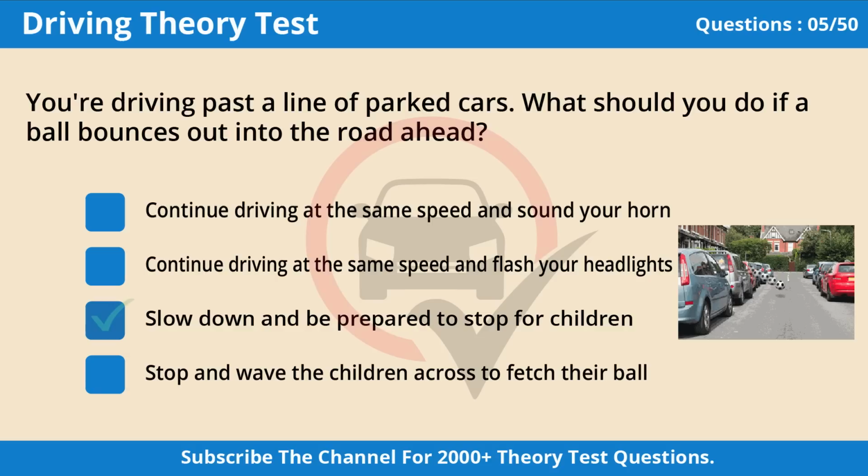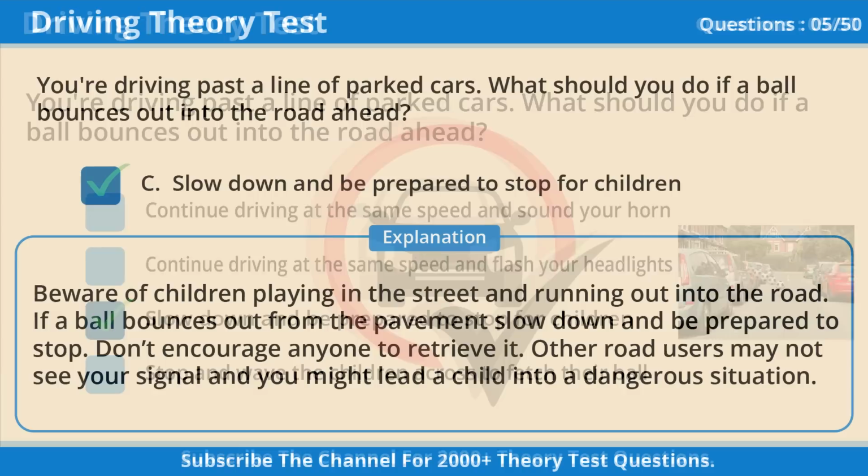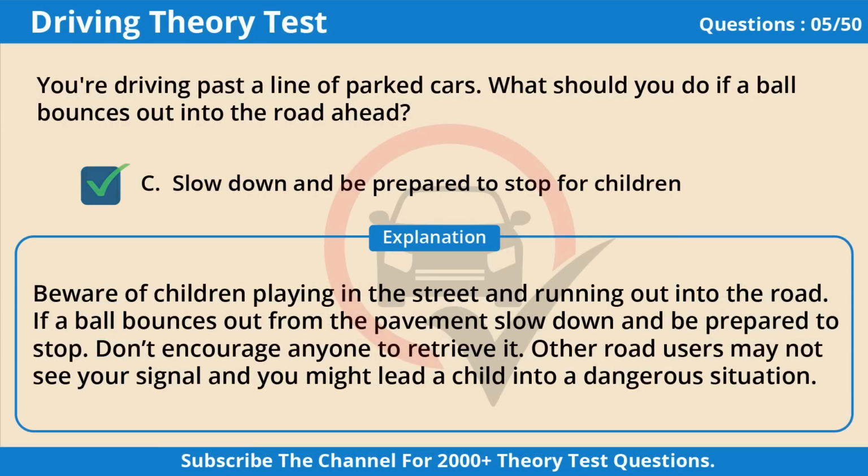C. Slow down and be prepared to stop for children. Beware of children playing in the street and running out into the road. If a ball bounces out from the pavement, slow down and be prepared to stop. Don't encourage anyone to retrieve it. Other road users may not see your signal and you might lead a child into a dangerous situation.